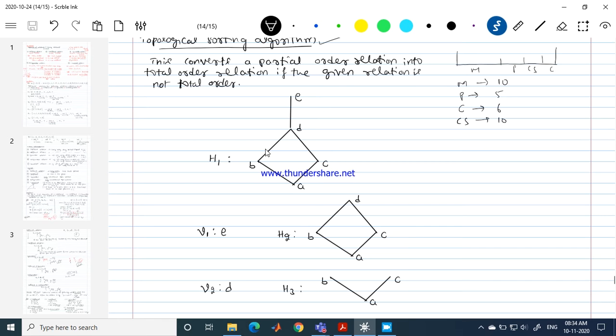Deleting a vertex is not just about deleting that vertex. Along with that, we are also supposed to delete the edges which are depending on that vertex. Please keep this in mind. Edges always depend on the vertices. So if I delete a vertex, the edges depending on that vertex are also deleted. That is what we did here. E is deleted, and the corresponding edge is also deleted. This is the resulting graph, call that one H2.